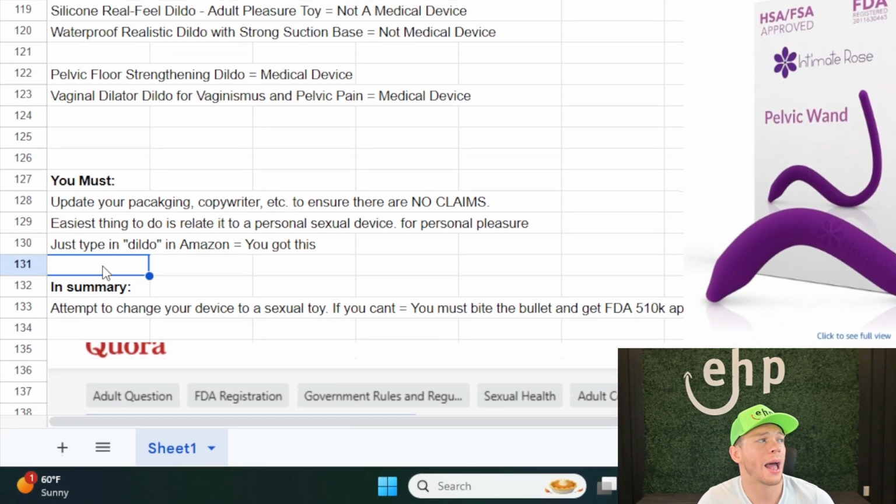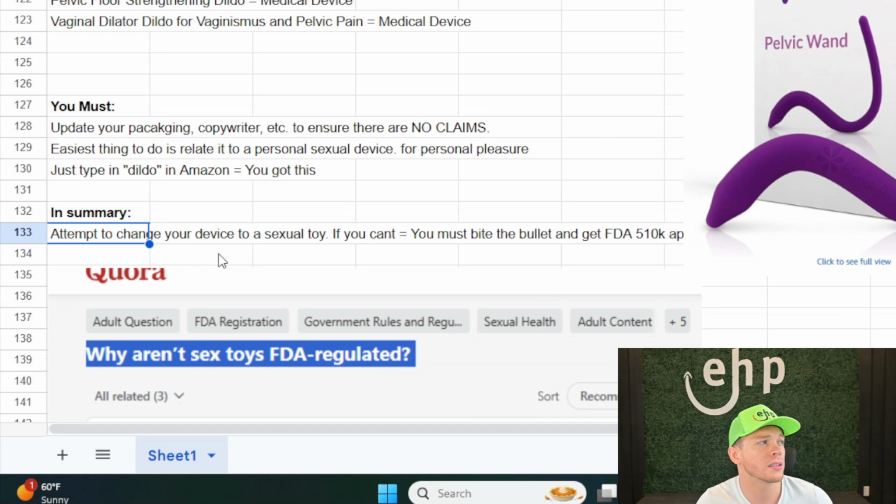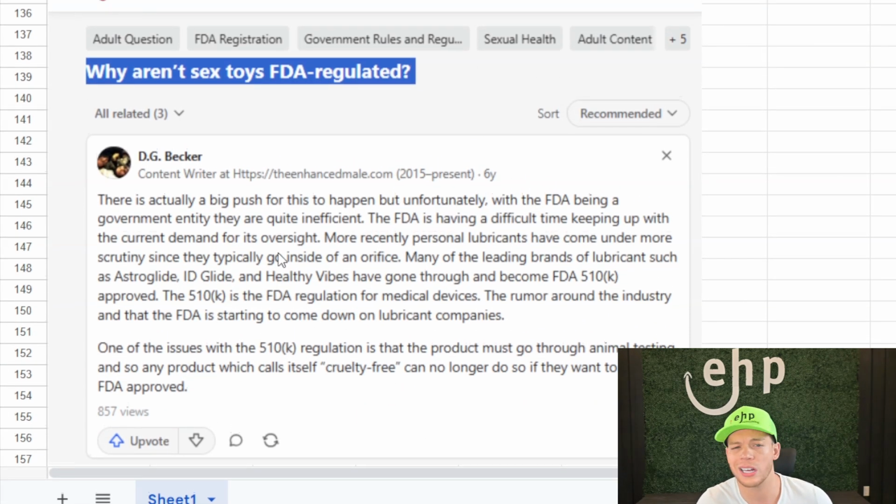So you have to update your packaging, your copywriting, everything needs to look like a sexual pleasure device if you want to get around the FDA 510K approval. If you can't get around it and you're like, this will never be considered a sexual device, then you do need that FDA 510K approval. You can also try to just remove all the claims and see if that works, but most of the time you might need FDA 510K approval if it's not a sex toy, right? So attempt to change your device to a sex toy. If you can't, get the 510K. And this is why sex toys aren't regulated. It's a quick little explanation if you want to pause.